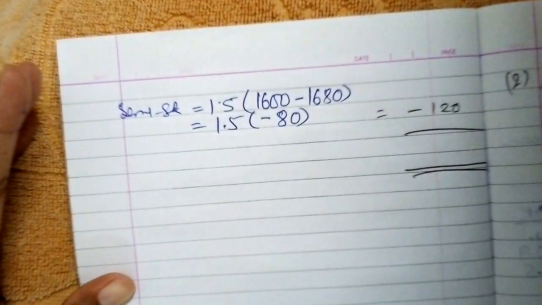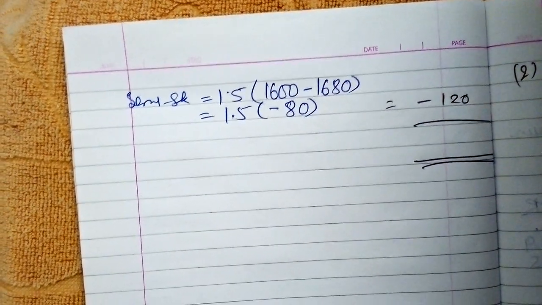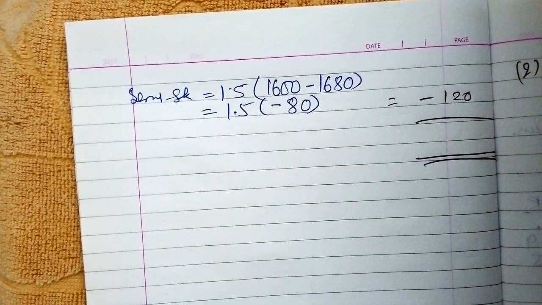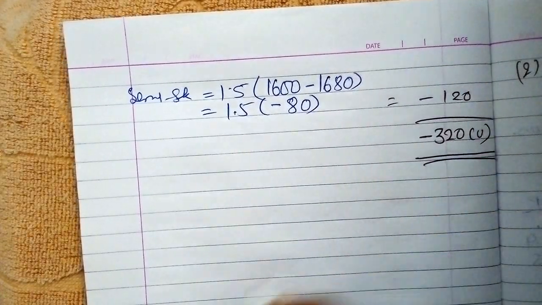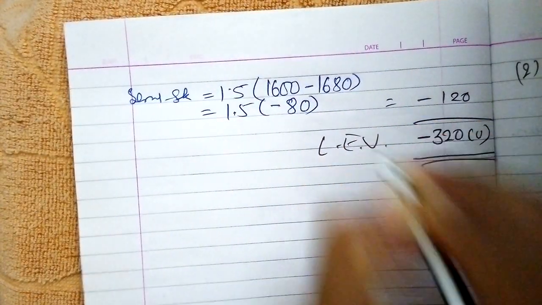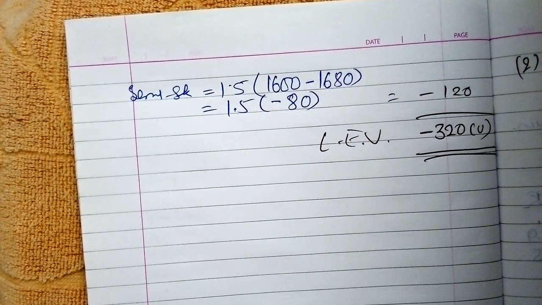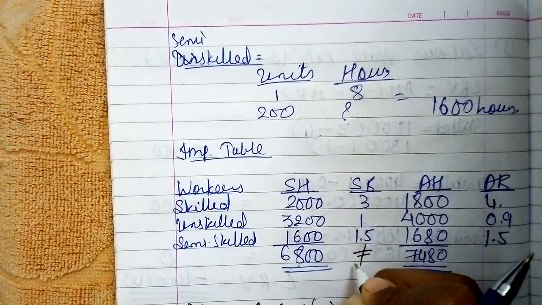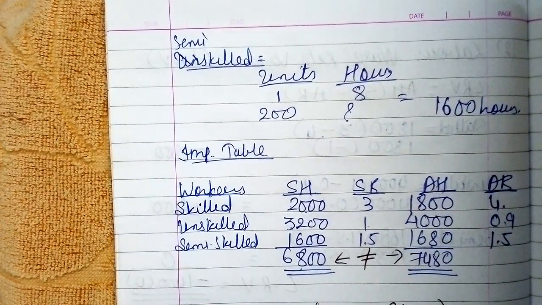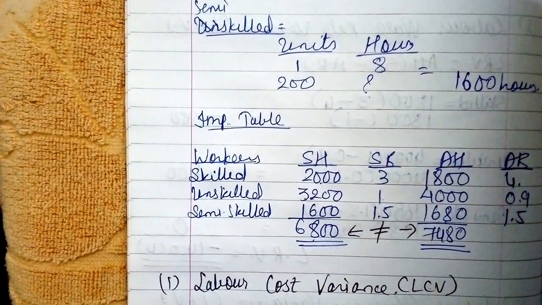So by adding 3 of them, that is positive 600, negative 800 and negative 120. So answer will be 200 plus 120, negative 320 unfavorable, right? So this is the answer of labor efficiency variance, right? Clear? Now moving ahead with, as total standard hours 6800 is not equal to total actual hours, right? So that is the difference of labor mix variance.